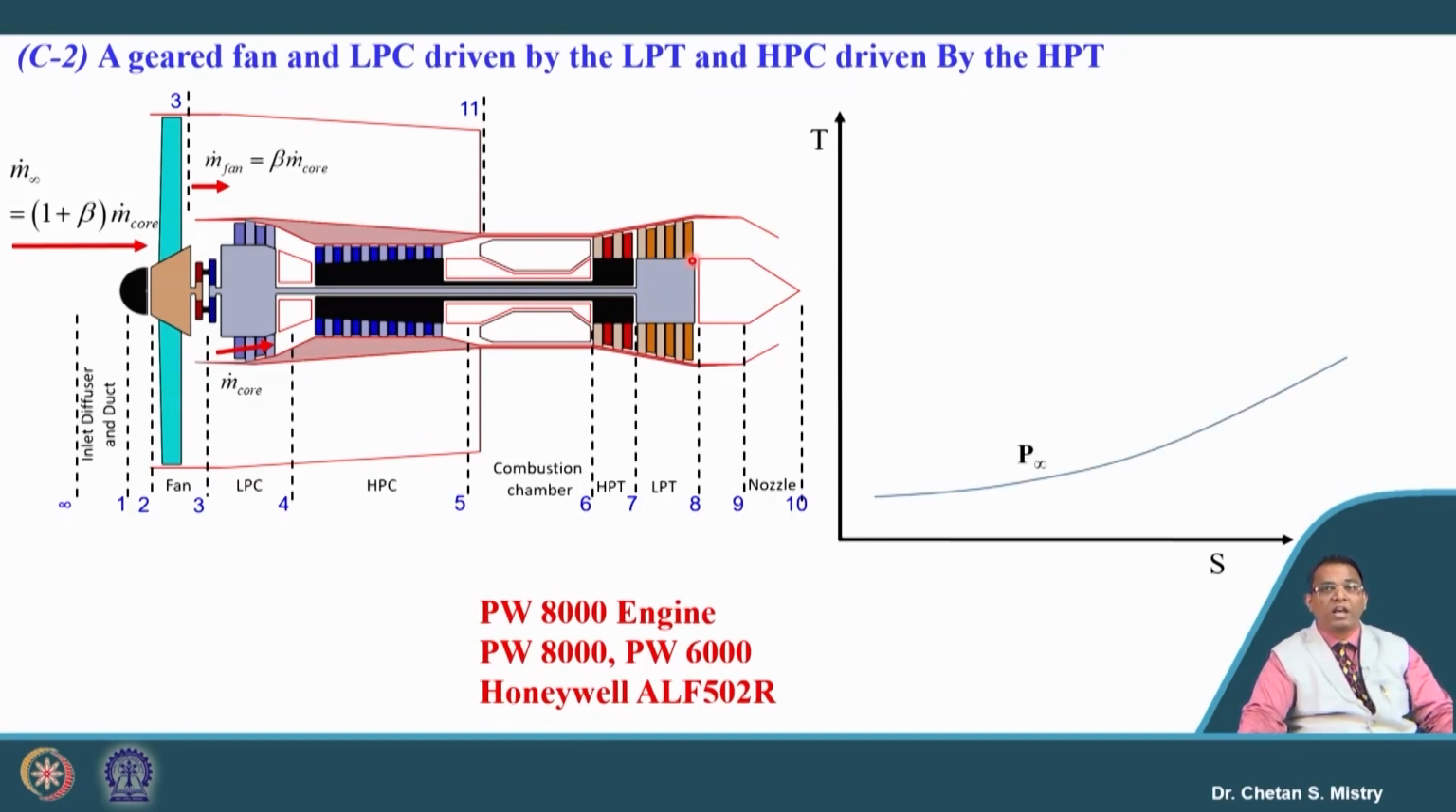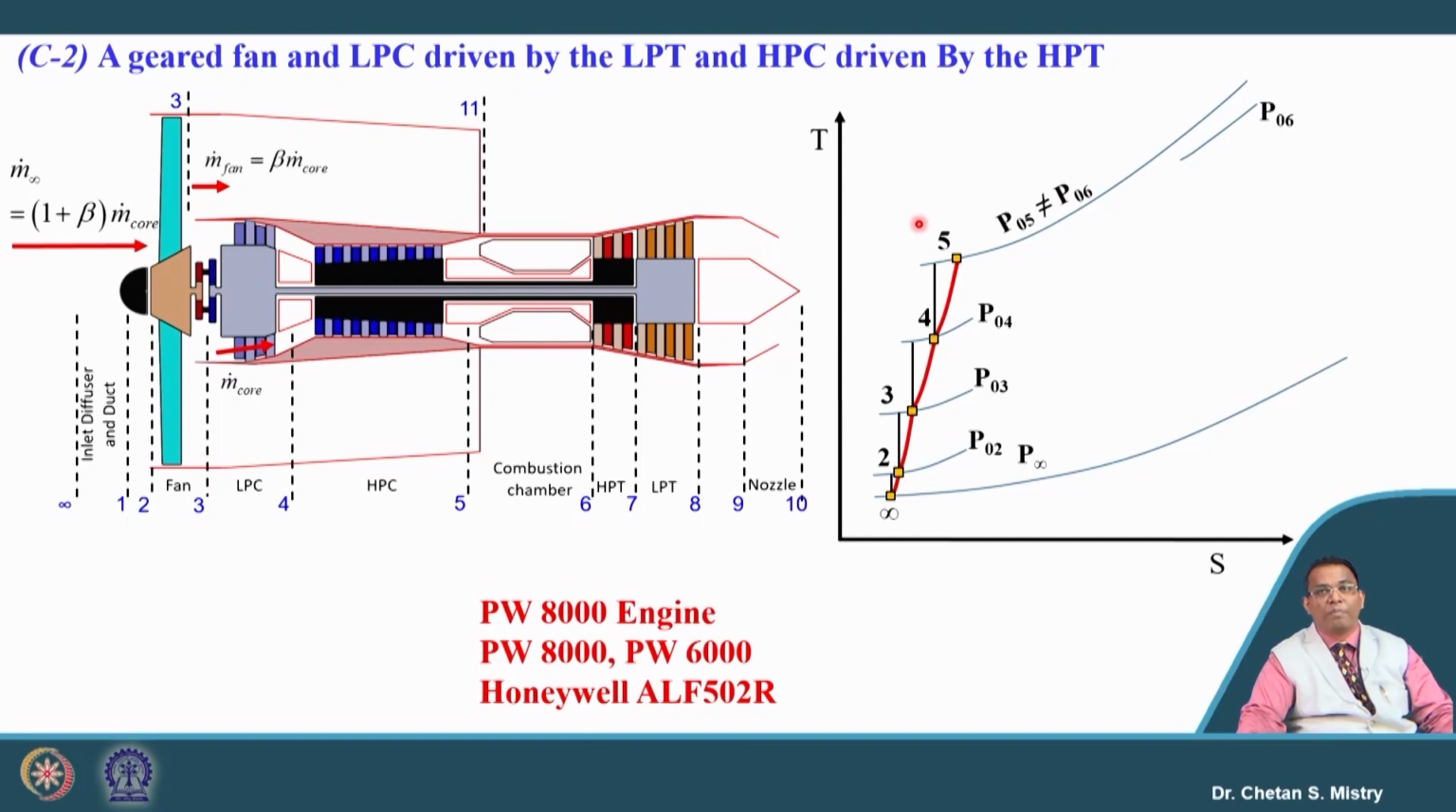So, in this TS diagram, we can say this is our atmospheric pressure. We will have a rise of pressure in the intake, and a rise in our LP compressor or booster compressor. This is representing the actual process. Then we have this as our LP compressor, this as our HP compressor. We have our combustion chamber, which is what will raise the temperature here to T06.